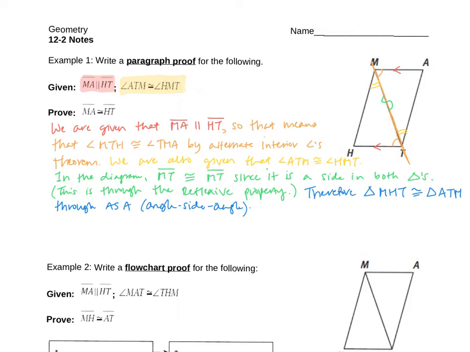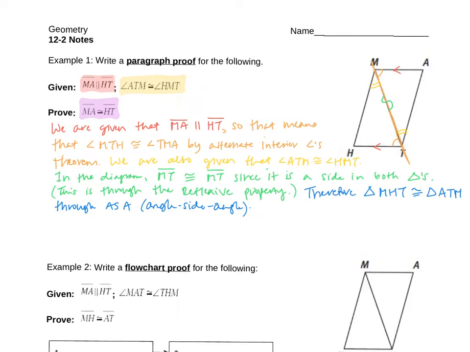Now, keep in mind, we proved that the two triangles are congruent. But think about what's our ultimate goal, right? We want to be able to show that side length MA is congruent to side length HT. So if we know the two triangles are congruent, we can say that the corresponding parts of the congruent triangles are congruent. So therefore, we know, since the triangles are congruent, that MH will be congruent to AT through CPCTC, which again, is corresponding parts of congruent triangles are congruent.